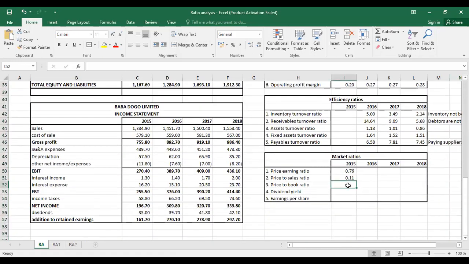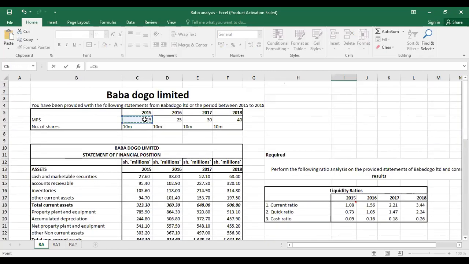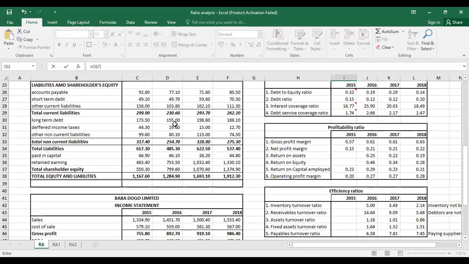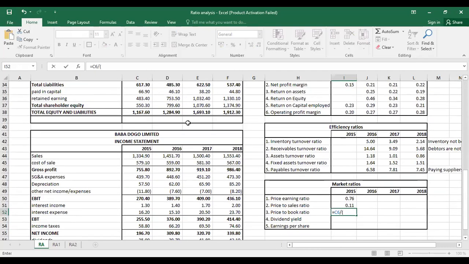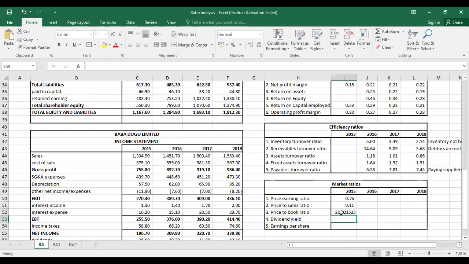We've been given the book value, so the price should be just the market price divided by, so we open two brackets, the paid up capital divided by 10. I'm being reminded to close the second bracket. I just close. Even I just wanted one bracket there.